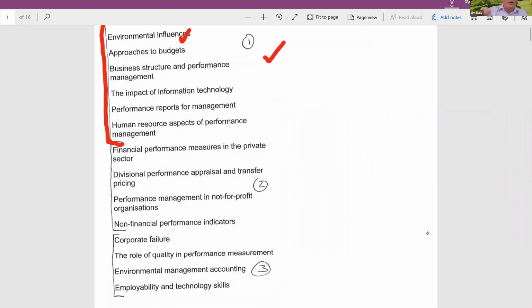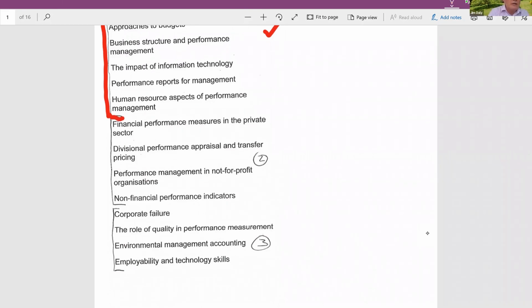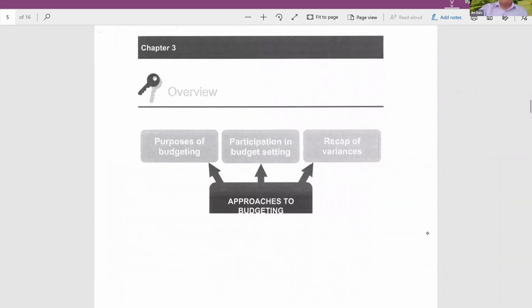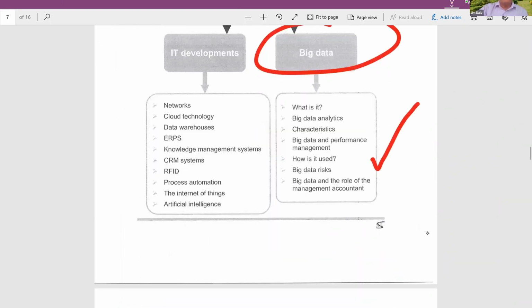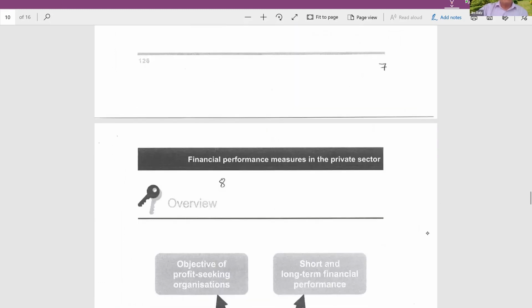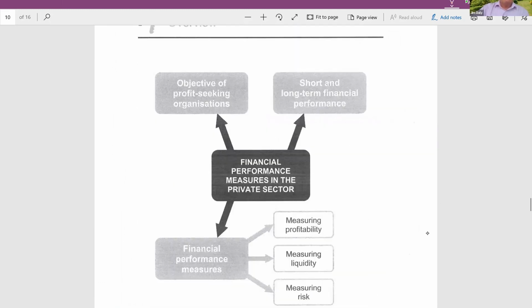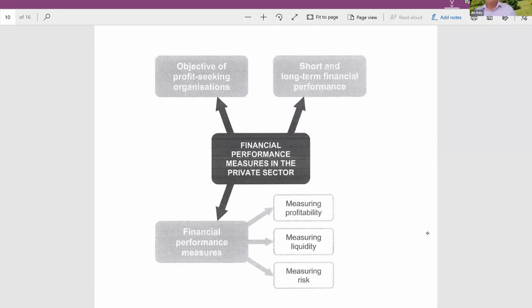Section 2, then from that, what I would call chapters 8 to 11 as per the textbook, goes into the quantitative techniques. For instance, models that need to be used are looked at when it comes to assessing performance from a financial point of view. And in doing that, you see the objectives of profit-seeking organizations, usually maximization of shareholder wealth. Short and long-term financial performance, i.e. the difference between both and the influences that either might have. And then the measures of performance using profitability, liquidity, or measuring risk.